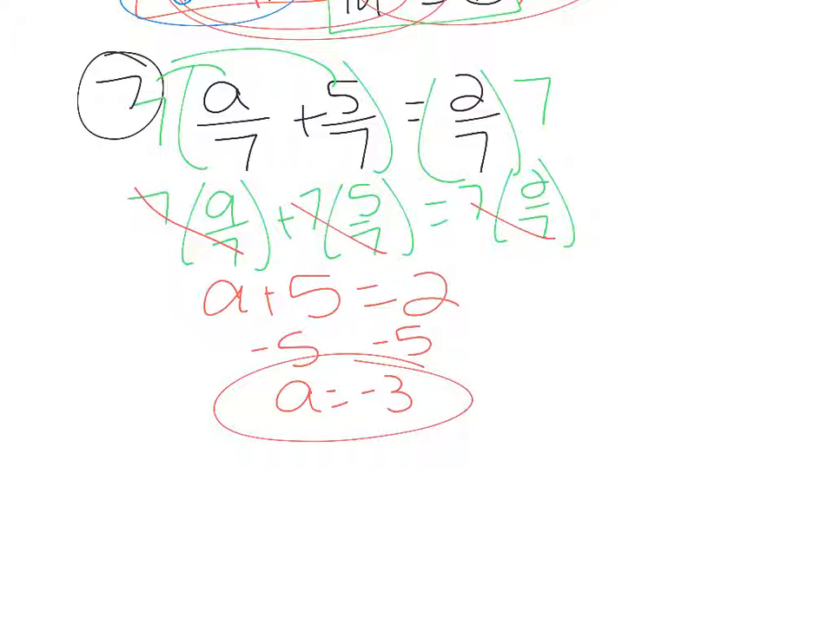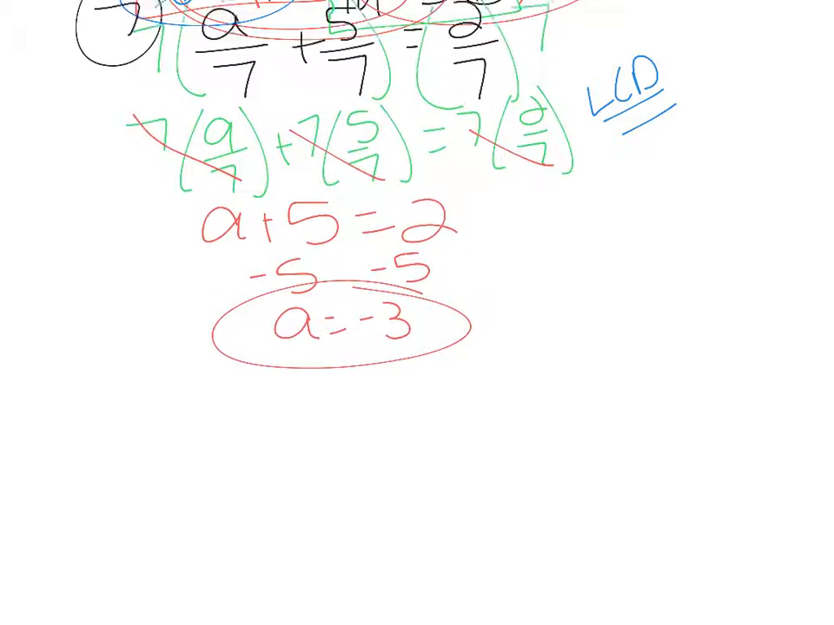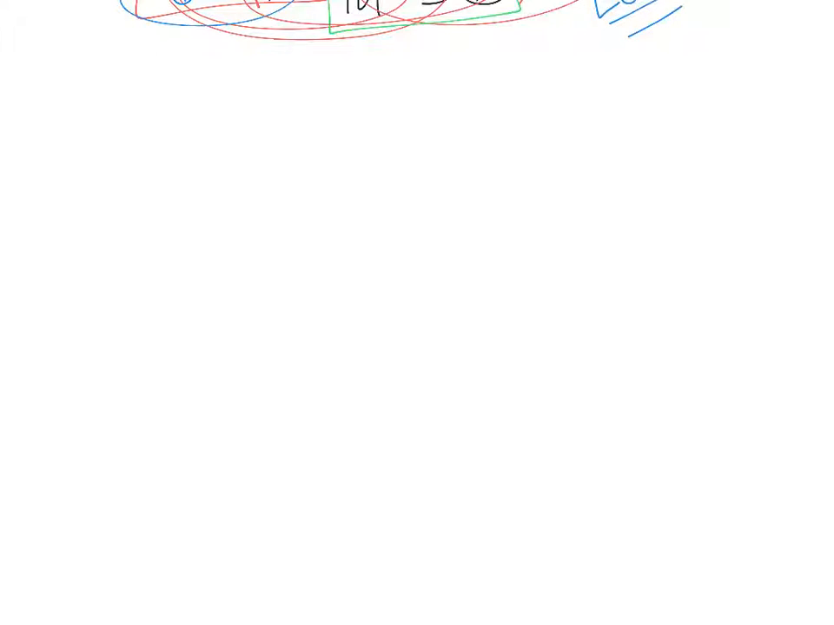Now in this problem, it just so happened that what I multiplied by was my denominator. That's not going to be the case every single time, but what it actually is going to be is my least common denominator of all my fractions. So that's the number we're going to be looking for, is the least common denominator. So let's look at number 8. That's going to be kind of similar to that.